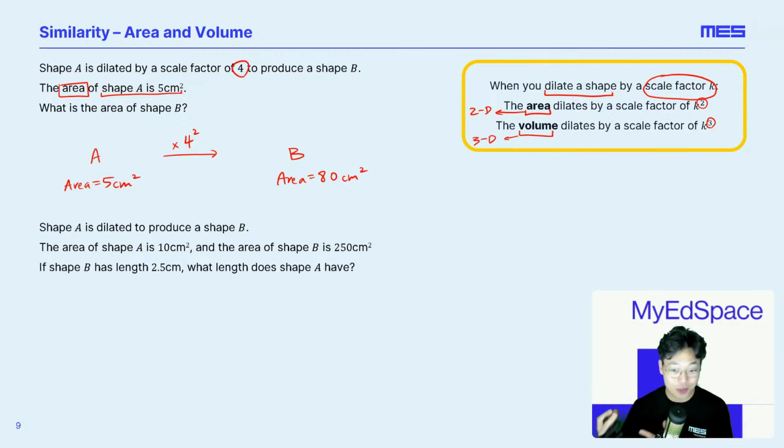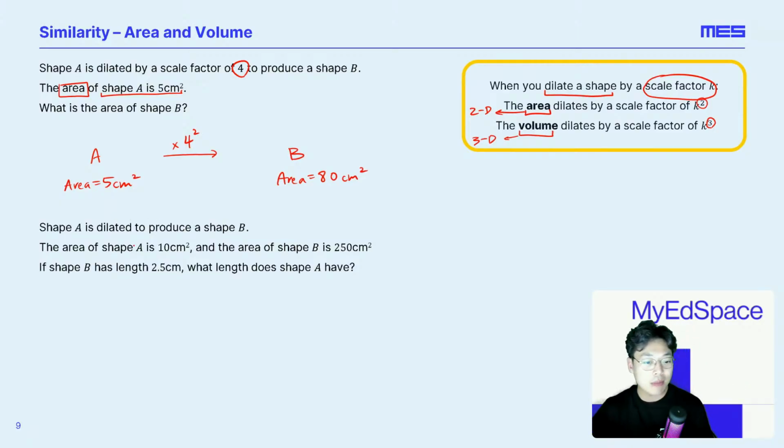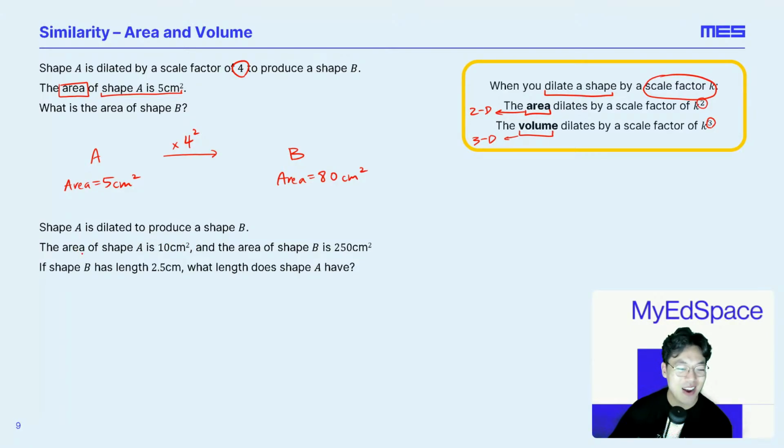Can you imagine that we're doing this, right? It's so crazy that we're doing this with just the given information without even knowing what this shape is, right? That's the craziest part. So now shape A is dilated to produce a shape B. The area of shape A is 10 centimeters squared. Okay, yeah, Maddie, we're getting it. Here we go. The area of shape A is 10 centimeters squared, and the area of shape B is 250 centimeters squared. Hold the phone.